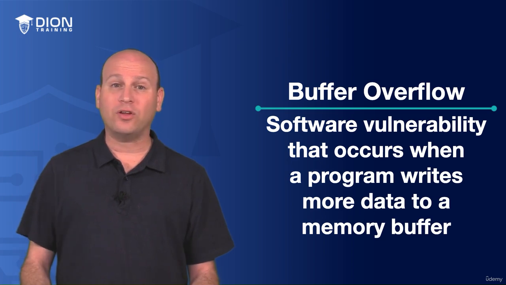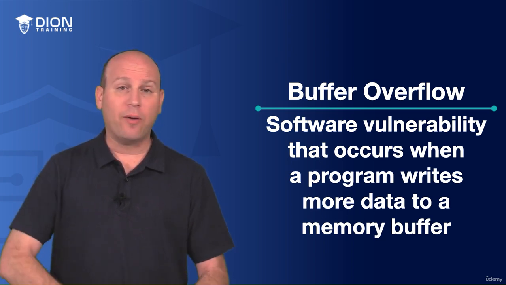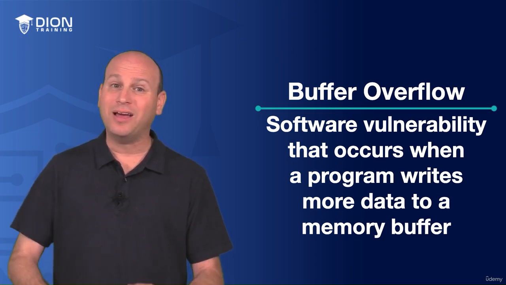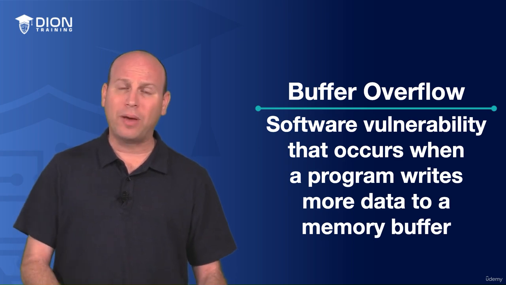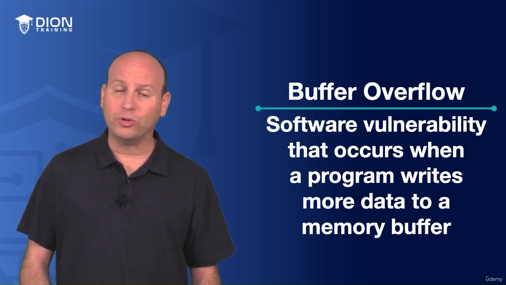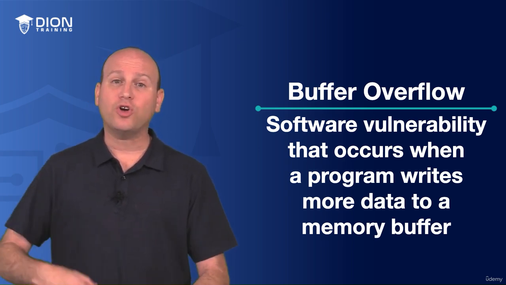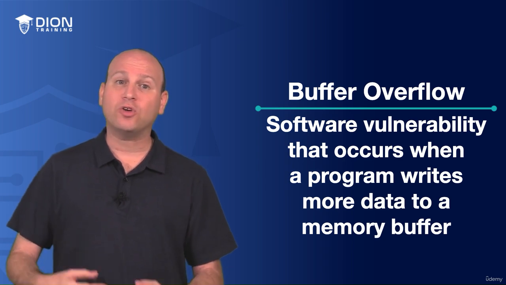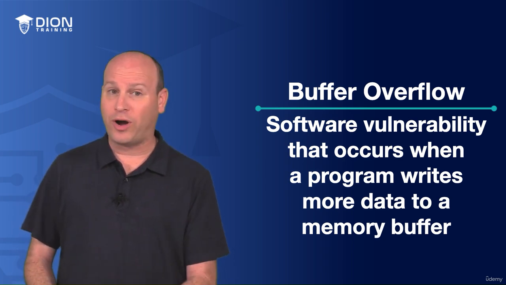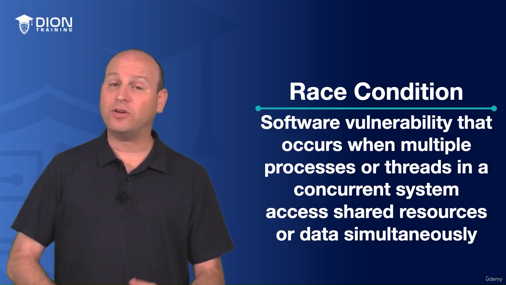Then, we're going to dive into the world of buffer overflows. Now, a buffer overflow is a software vulnerability that occurs when a program writes more data to a memory buffer than that memory buffer can hold, and this potentially allows malicious code to overwrite adjacent memory and then execute arbitrary commands or cause the program to crash. After that, we're going to dive into race conditions.